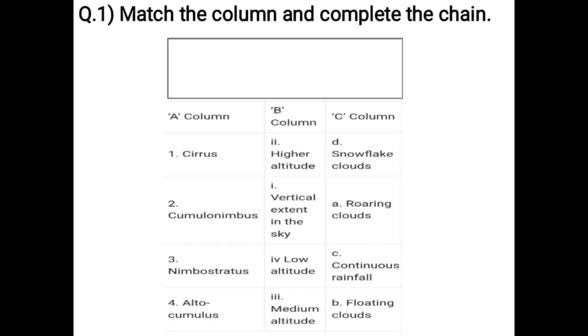Complete the chain. Cirrus, higher altitude, snowflake clouds. Cumulonimbus, vertical extent in the sky, rolling clouds. Nimbostratus, low altitude, continuous rainfall. Altocumulus, medium altitude, floating clouds.